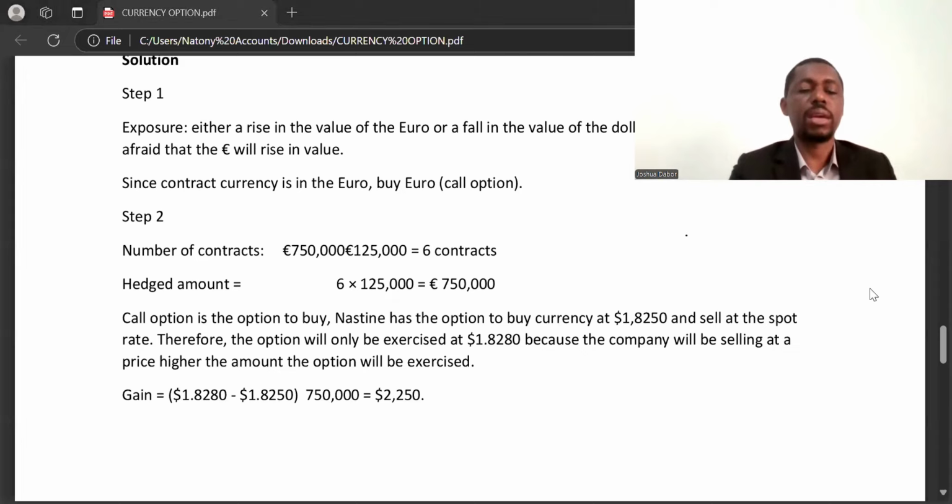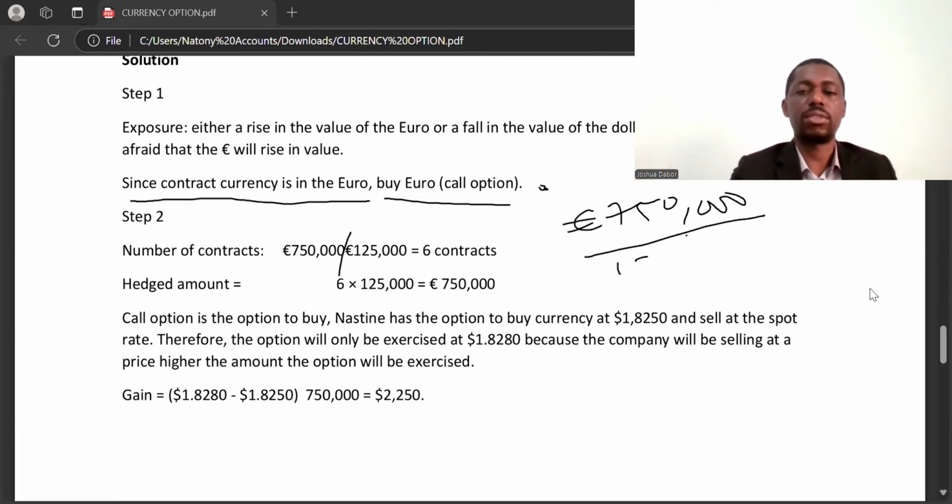All right, so I've shown you the steps. Step one is the decision. What is the decision? Since the contract currency is in the euro, the company should buy option, which is call option. I've explained this earlier on. So what is the number of contracts? The number of contracts is 750 divided by 125. And that will give 6 contracts.